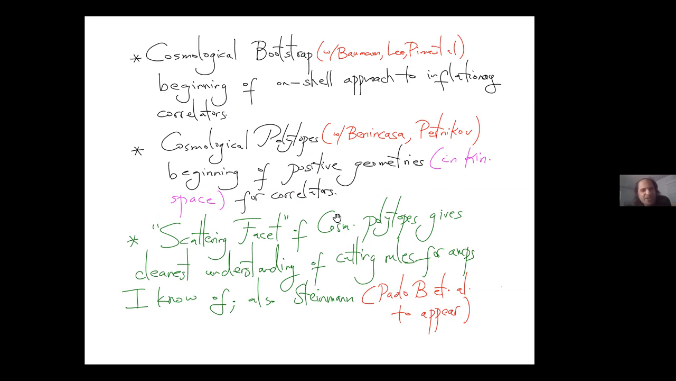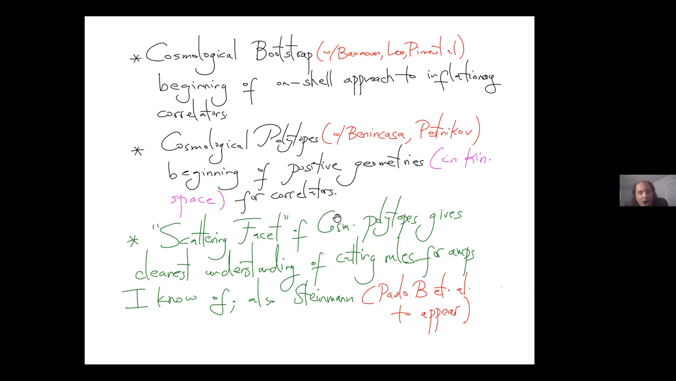And what happened since 2017 is that there's a beginning of an on-shell approach to inflationary correlators, as well as a beginning of an understanding of positive geometries associated with just single Feynman diagrams, even at the moment.